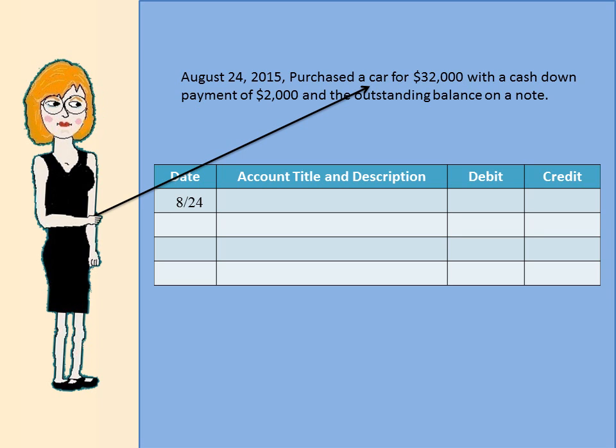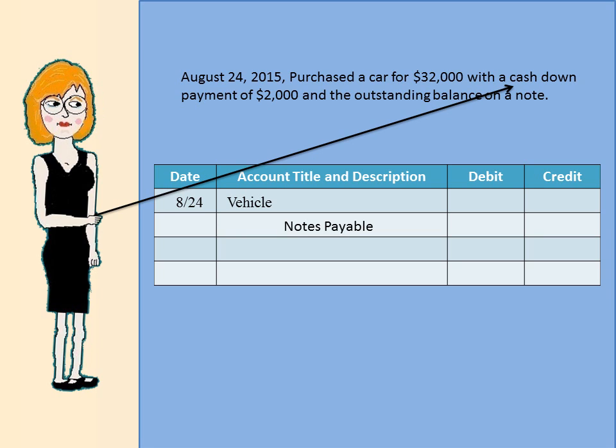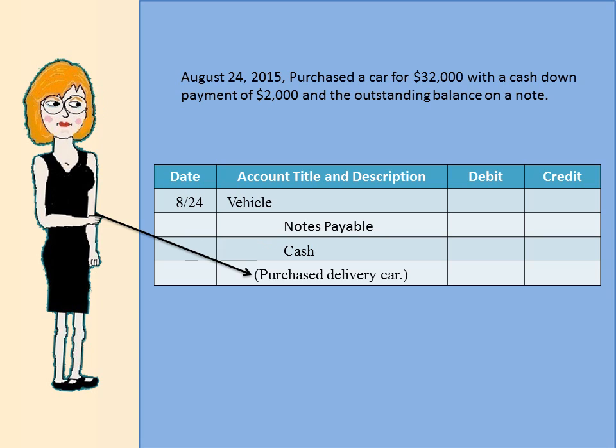We will then recognize the car which we're buying, and that again is a vehicle, so we will put it here as a debit for the vehicle. But we borrowed money, which in the accounting field we call note, so we will put it under the liability account, notes payable. This is money the company owes. And we will also credit cash because we had a cash down payment. So that's how we do a compound journal entry.